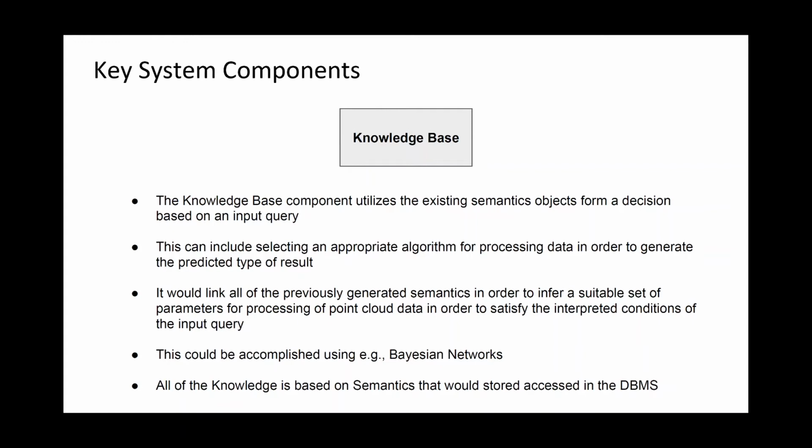The knowledge base component utilizes the existing semantics objects to form a decision based on an input query. This can include selecting an appropriate algorithm for processing data in order to generate the predicted type of result. It would link all of the previously generated semantics in order to infer a suitable set of parameters for processing of point cloud data in order to satisfy the interpreted conditions of the input query. This could be accomplished using, for example, Bayesian networks. All of the knowledge is based on semantics that will be stored and accessed in a database management system.